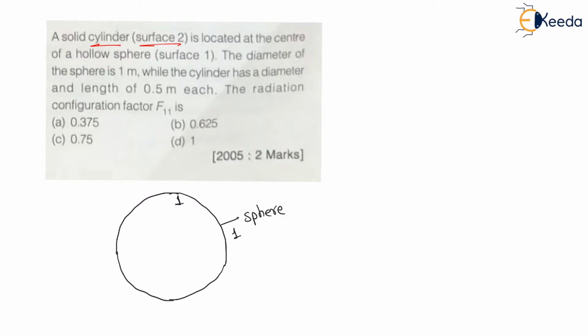And inside this, there is a solid cylinder. Let us say the cylinder is like this, and this is surface 2. Then the diameter of the sphere is 1 meter. For this sphere, d1 is given, therefore d1 is equal to 1 meter. While the cylinder has diameter and length of 0.5 meter each. The diameter of the cylinder is d2 and the length of the cylinder is L. Therefore, the length as well as the diameter d2 is given 0.5 meter each.